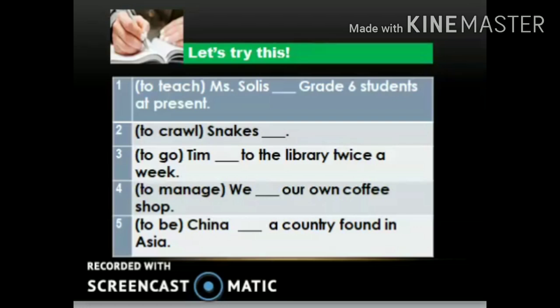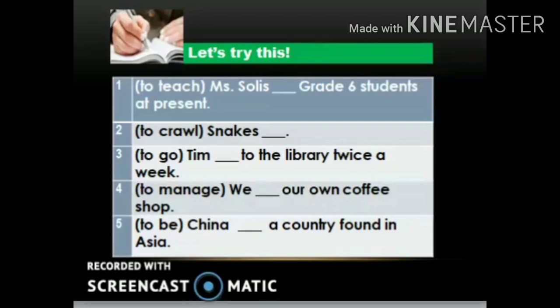Before we leave this part, can you tell the action or condition that each of these sentences expresses? Let's go to sentence number 1. Miss Solis teaches grade 6 students at present. This sentence expresses a present action. Number 2. Snakes crawl. This expresses a fact. Number 3. Tim goes to the library twice a week. This expresses a present habitual action.